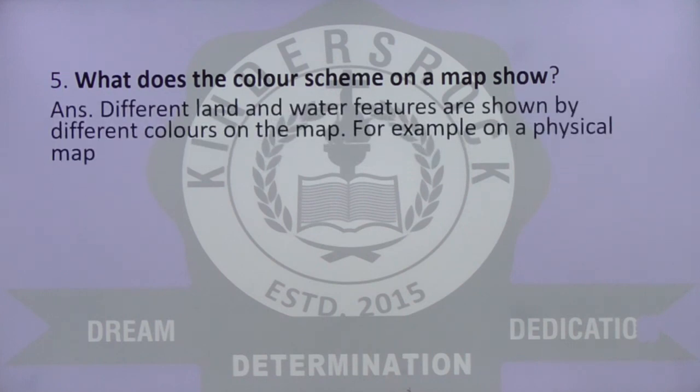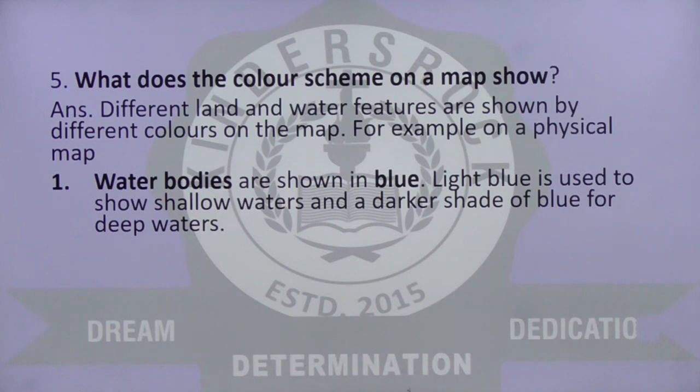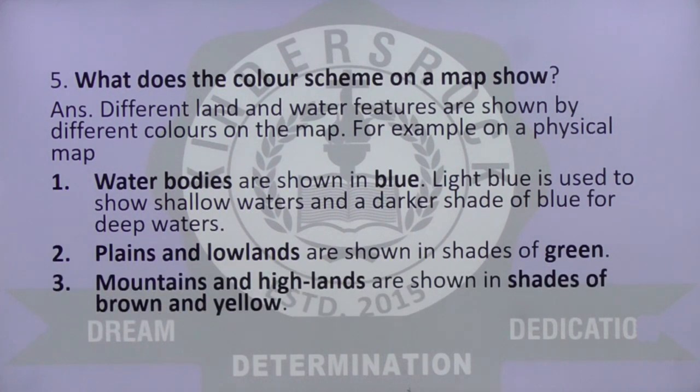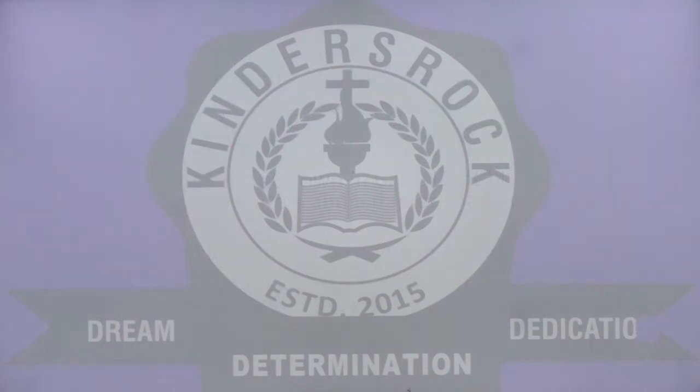Okay, what does the color scheme on the map show? Different land and water features are shown by different colors on the map. For example, on a physical map, water bodies are shown in blue. Light blue is used to show shallow water and a darker shade of blue for deep waters. We have already seen this, isn't it? Plains and lowlands are shown in shades of green. Mountains and highlands are shown in shades of brown and yellow.